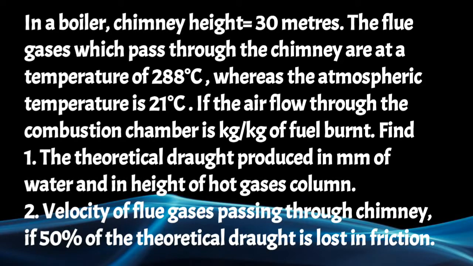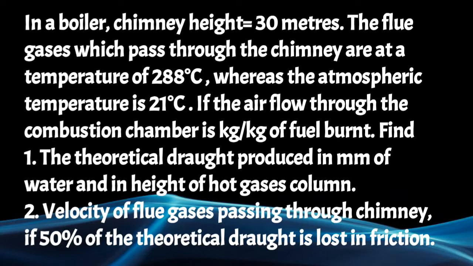In a boiler with chimney of 30 meter height, the flue gases which pass through the chimney are at a temperature of 288 degrees Celsius. Atmospheric temperature is 21 degrees Celsius. Air flow through the combustion chamber is 18 kg per kilogram of fuel burnt. Find first theoretical draught produced in millimeter of water and in height of hot gases column.